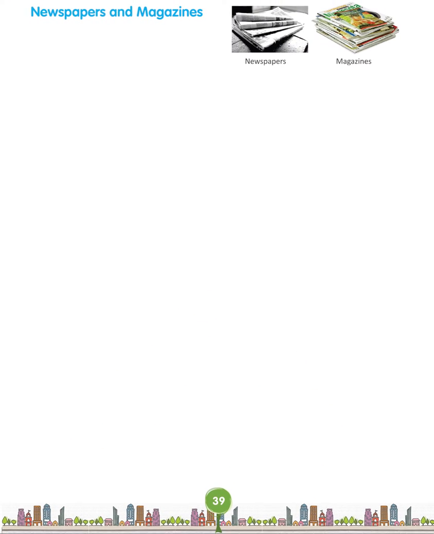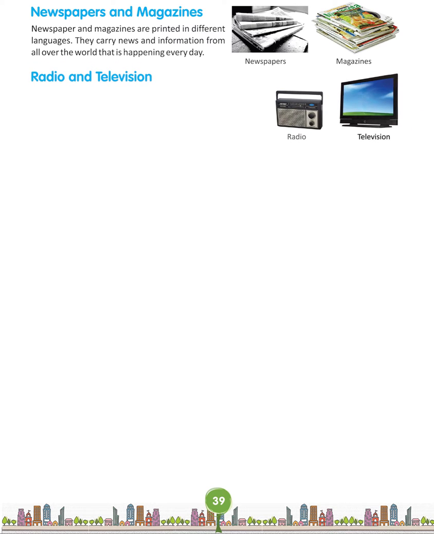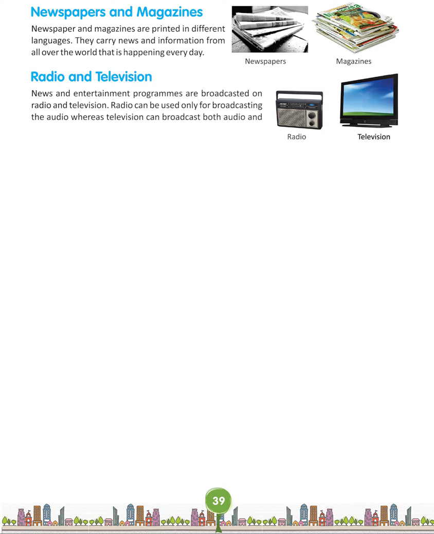Newspapers and magazines. Newspaper and magazines are printed in different languages. They carry news and information from all over the world that is happening every day. Newspapers, magazines, radio and television. News and entertainment programs are broadcasted on radio and television. Radio can be used only for broadcasting the audio, whereas television can broadcast both audio and video for communication.